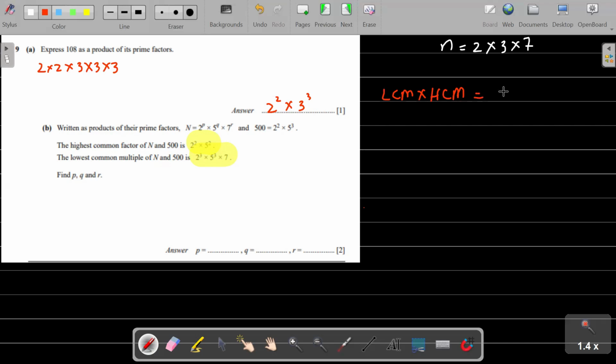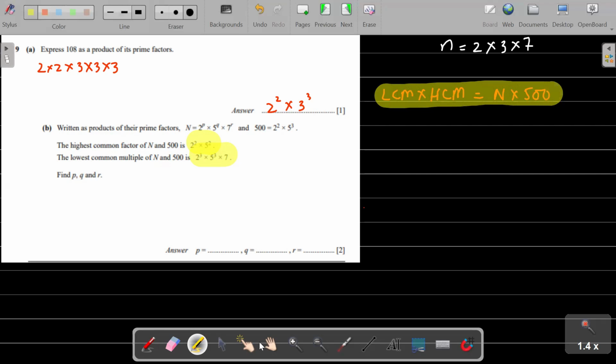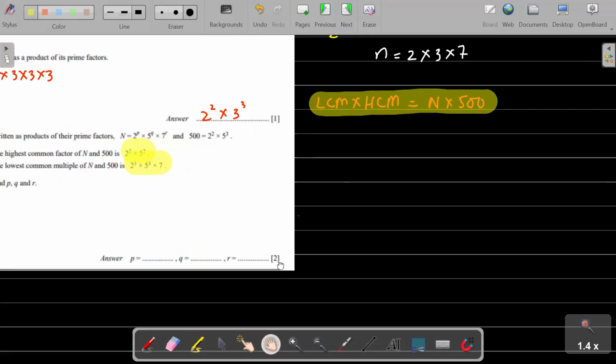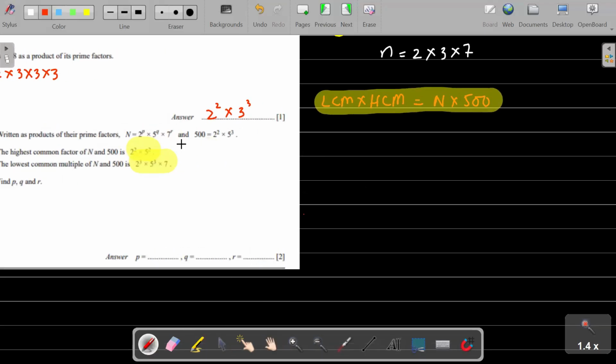That is equal to the product of the two numbers, and the product of the two numbers is n times 500. Whenever this kind of question comes, you need to use this formula to calculate your value. Look, how will I do that? My LCM is this one, and this is my HCF. My LCM is 2 raised to power 3 times 5 raised to power 3 times 7, and HCF is 2 raised to power 2 times 5 raised to power 2.